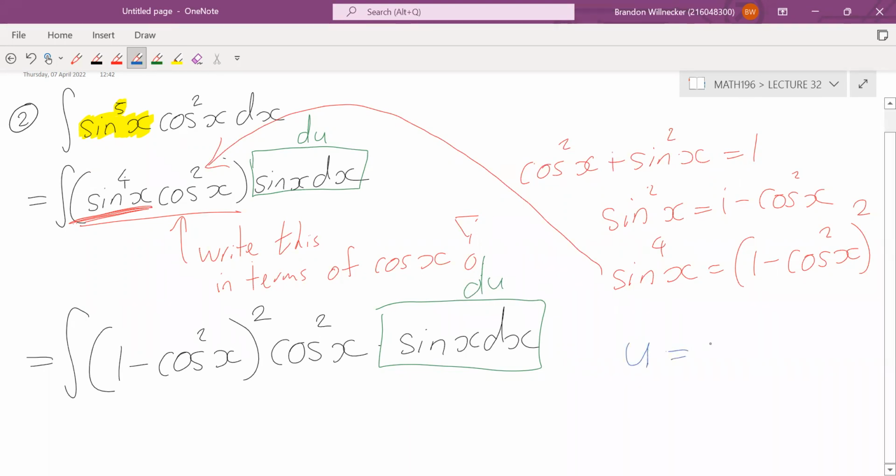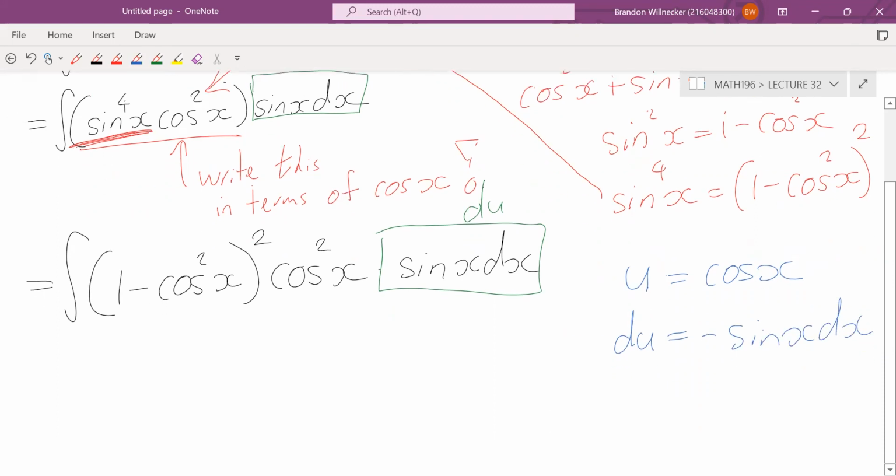So u is equal to cos x, like you said. So du is going to be the derivative of cos, which is minus sine x. Okay, but we don't want minus sine x, we just want sine x. So we take the minus to the other side. So minus du is sine x dx. Okay, which is what we wanted in that green part.